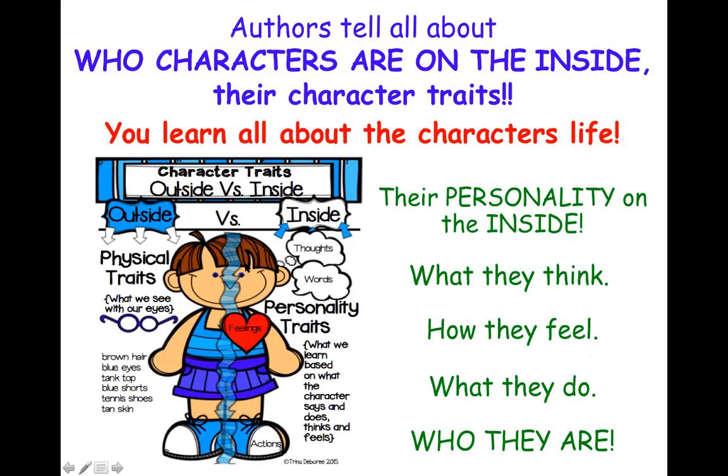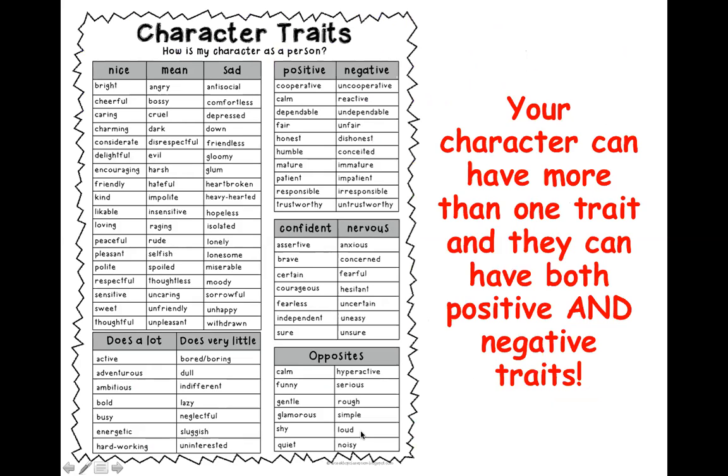So if we look at this chart, we're focusing right now on this half of the chart. When we're looking at the character traits, we want to know what they're like on the inside. What are their thoughts? What are they thinking throughout the story? What are they saying? What are the words that they're going to say in your story? And you also need to make them do actions that show their personality traits, right? What we learn based on what the character says and does, thinks, and feels. So we know a lot of character traits. We've learned a lot of character traits, right? We've learned about being respectful, being kind, being brave, being courageous. We've learned many different words that describe who people are on the inside.